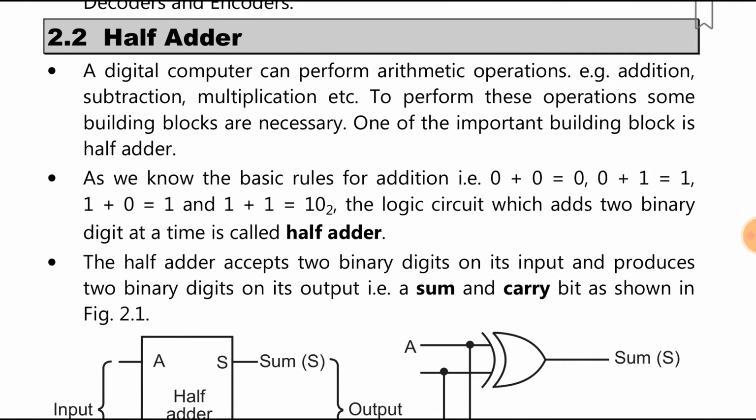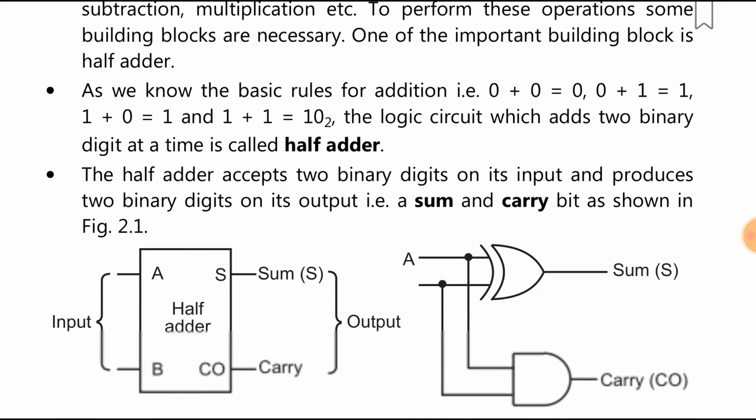Now the most popular combinational circuits are half adder, half subtractor, full adder, full subtractor, multiplexer, demultiplexer, decoders and encoders. A digital computer can perform arithmetic operations, for example addition, subtraction, multiplication, etc. To perform these operations, some building blocks are necessary. One of the important building blocks is the half adder.